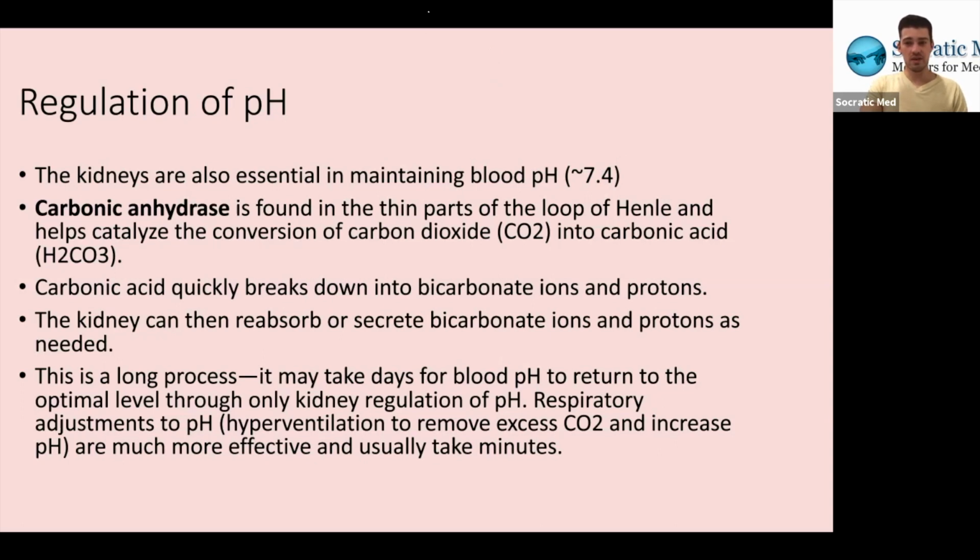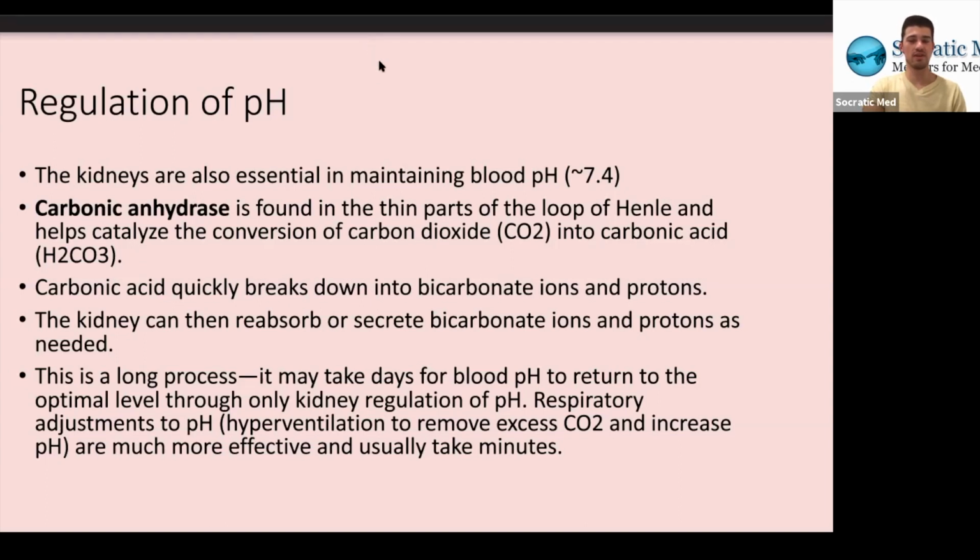So physiological pH is about 7.4. Carbonic anhydrase, you don't have to know too much about the enzyme. You just have to know that it is found in the kidney and it helps convert carbon dioxide into carbonic acid. It's found specifically in the thin parts of the loop of Henle, and it creates carbonic acid. So that carbonic acid quickly breaks down into bicarbonate ions and protons. So the kidney can actually use this breakdown of carbonic acid to pick and choose the pH.